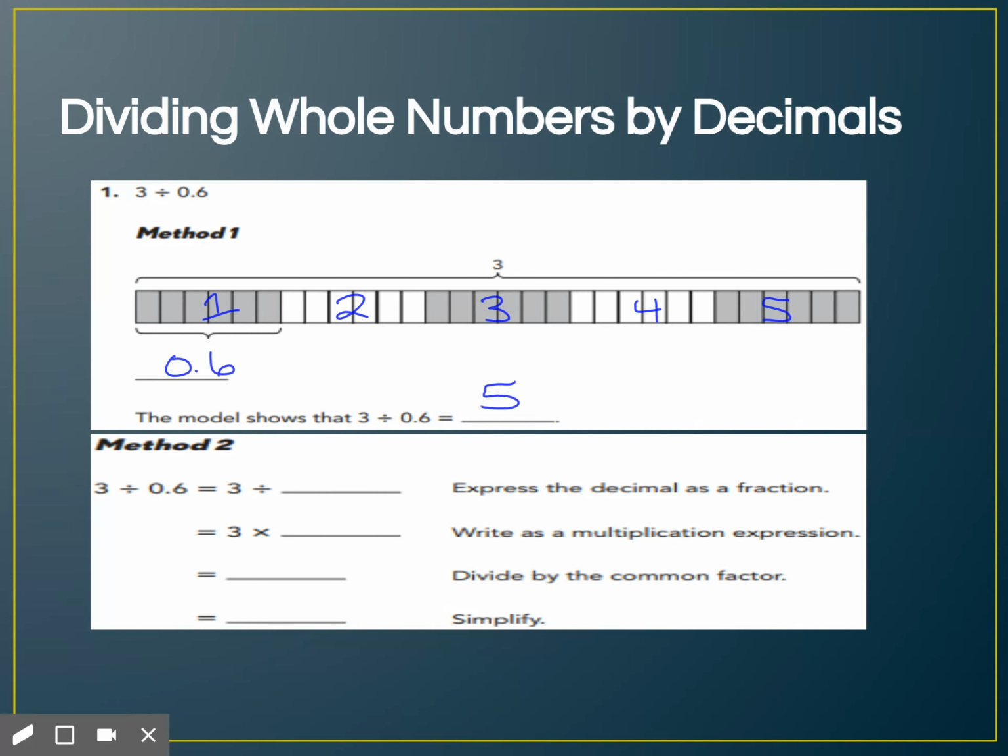Or we could do it with the fraction form. So 3 divided by 0.6 is the same as 3 divided by 6/10. And then with fractions, we do keep flip change. So we would get 30 over 6, which simplifies all the way down if you did the long division into 5.